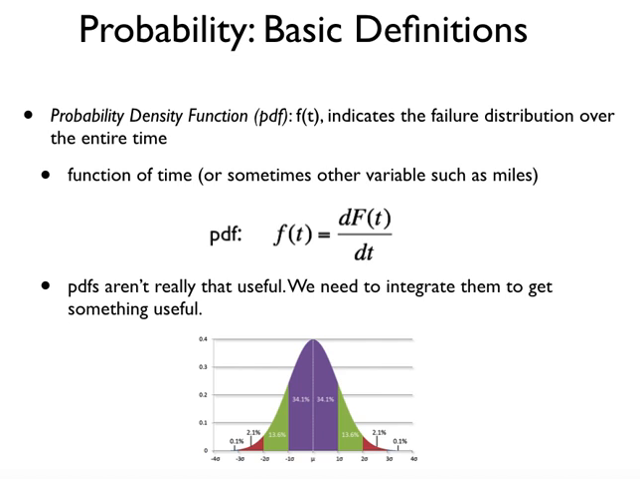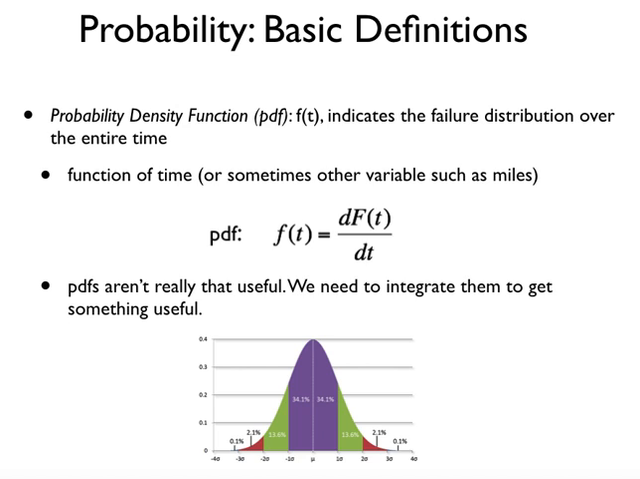Now, that's not the only way that we do it. It doesn't have to be time. In fact, we'll also talk about stress strength later. So stress is another random variable that we could measure. And in fact, strength is actually a random variable as well. Strength is measured in the same units as stress, and we can build PDFs of that stuff as well. And we'll get to that.